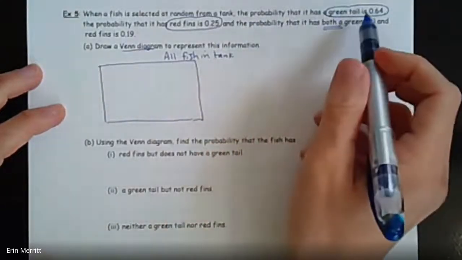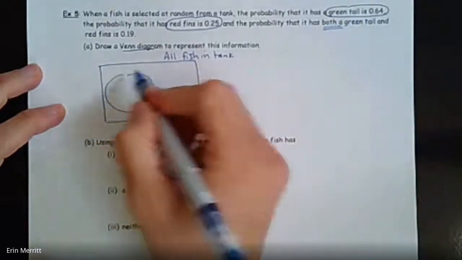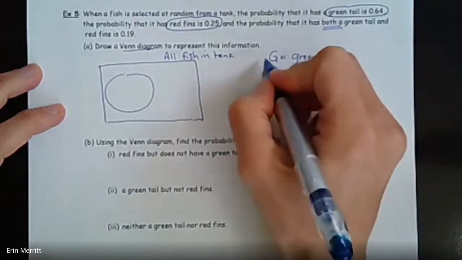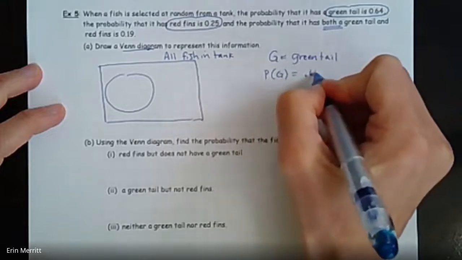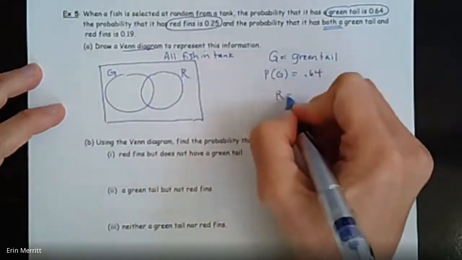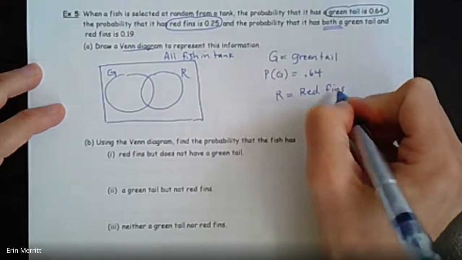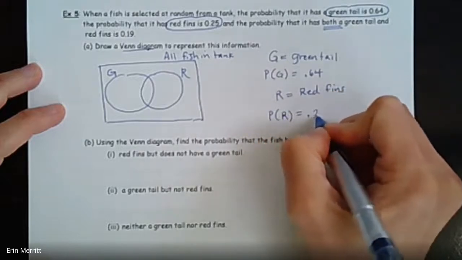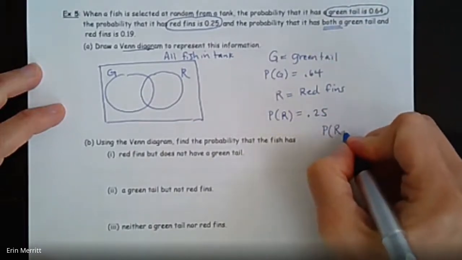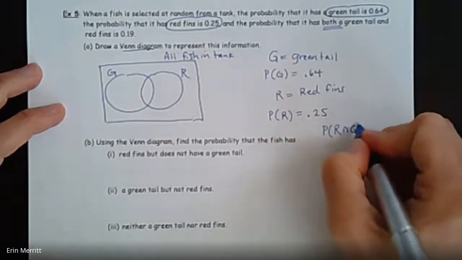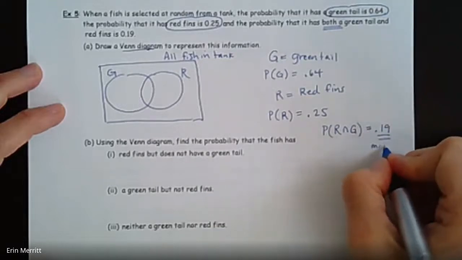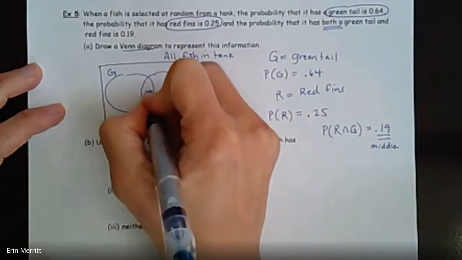And then we've got circles for green tail and red fins. So I'm going to use G for the green tail, and the probability of G is 0.64, and I'm going to use R for the red fins. And I'm going to do the probability of R equals 0.25. So then when we say both, that is the probability of our intersection, G intersect R, is 0.19, which means this is the part that goes in the middle. Right? So 0.19 would go dead center.